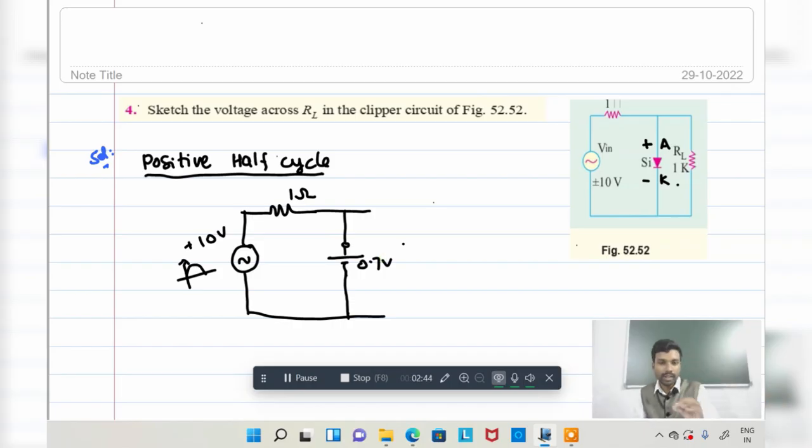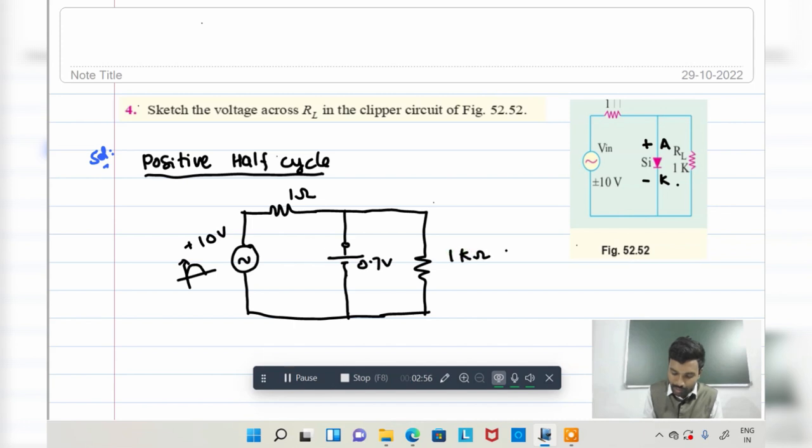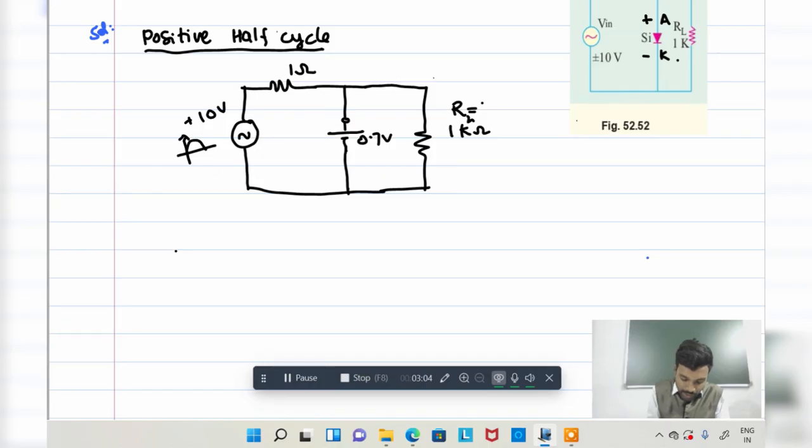This point is very important. I can replace the forward bias diode by 0.7 volt because it is a silicon diode. Here the resistance is 1 kilo ohm, that is RL, RL equal to 1 kilo ohm. Now you want to find the voltage across RL. VL is equal to, since both are connected in parallel, 0.7 volt only in the positive half cycle. I got the positive half cycle voltage as 0.7 volt, a constant DC value.